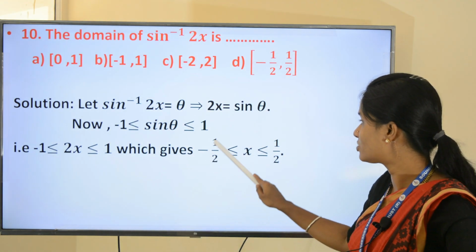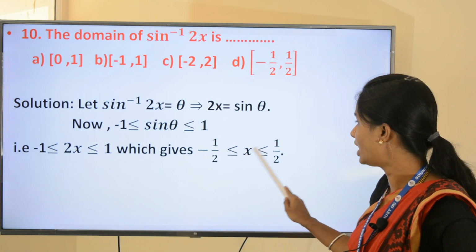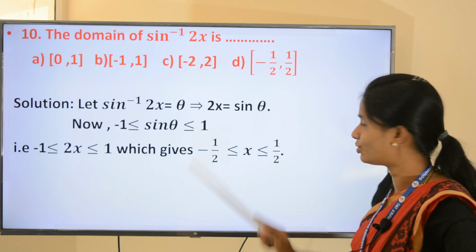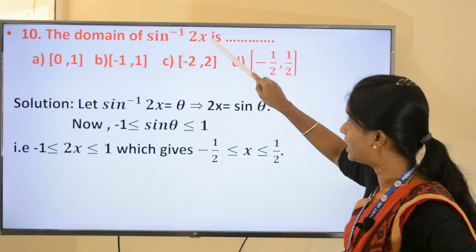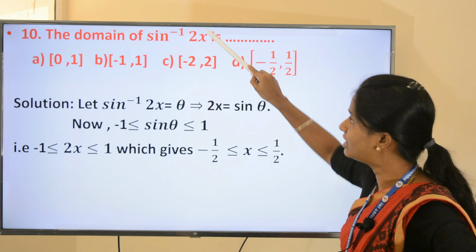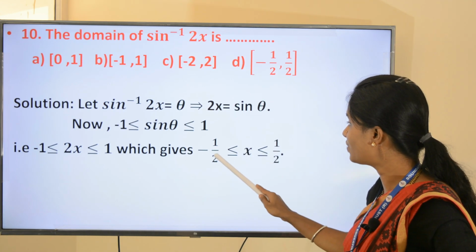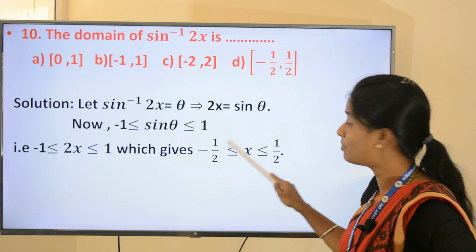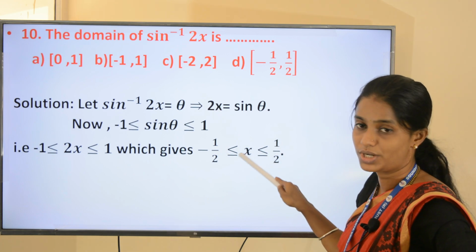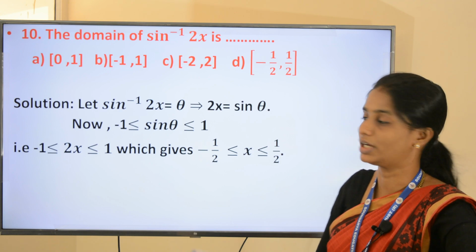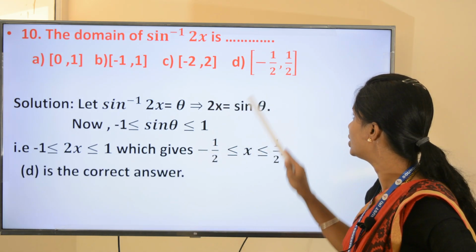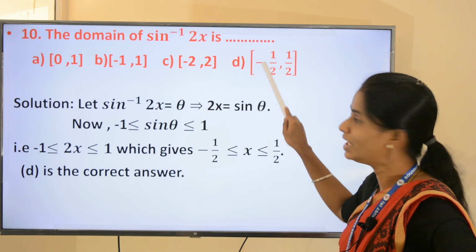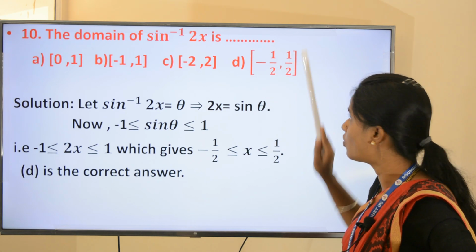So that is minus 1 by 2 less than or equal to x less than or equal to 1 by 2. I hope now you can guess the answer. X, that is the domain. X will take the value which is in between, including minus 1 by 2, 1 by 2 and in between minus 1 by 2, 1 by 2. So therefore the right answer is option D, that is the closed interval minus 1 by 2, 1 by 2.